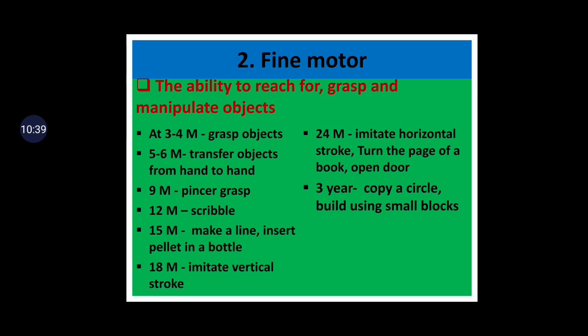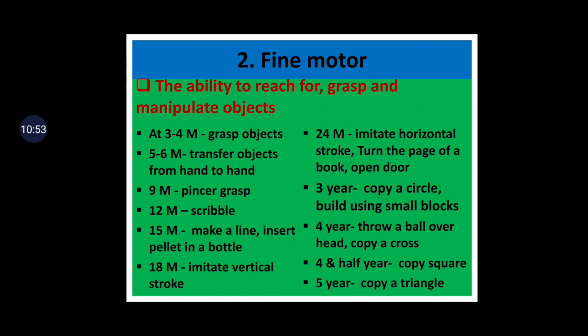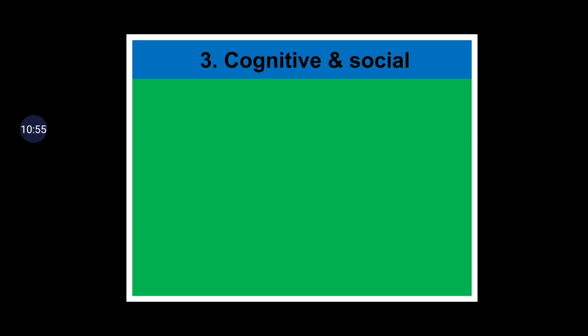At 3 years, they can copy a circle and build using small blocks. At 4 years, they can throw a ball overhead and copy a cross. At 4.5 years, they can copy a square. At 5 years, they can copy a triangle. Third, cognitive and social skill.